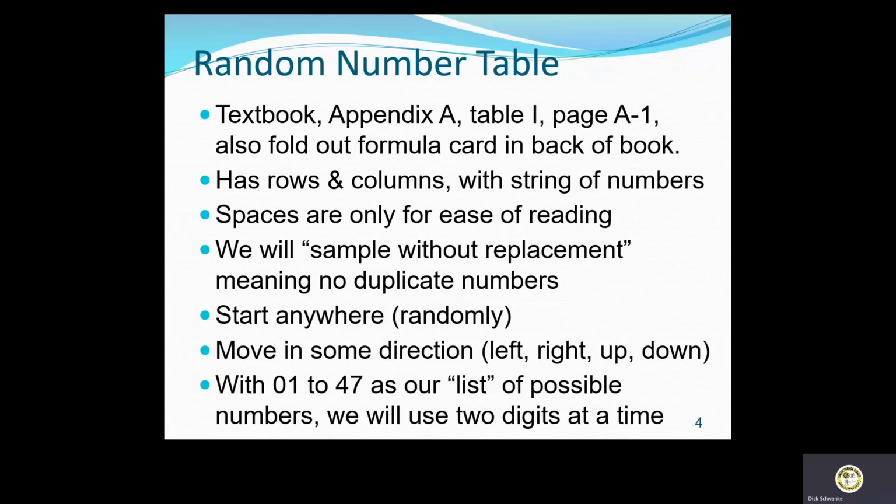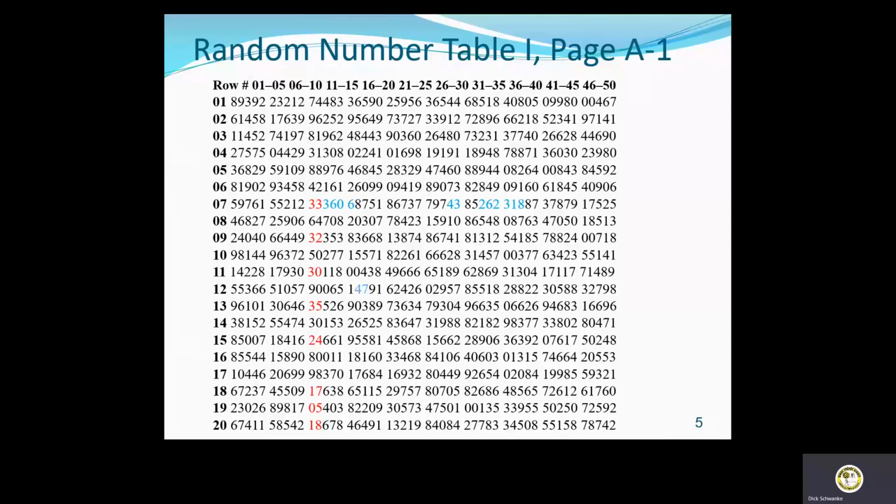Now, we can start anywhere we want on the table. I'm just going to stick my finger down. That's where we're going to start. And we can move in any direction: north, south, east, west, or left, right, up, or down. Since we're wanting a list of 47 presidents, we'll just go between 01 and 47 as our list of possible numbers, and we'll do that 2 digits at a time.